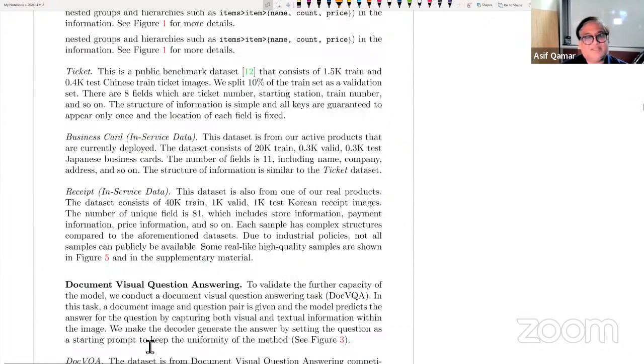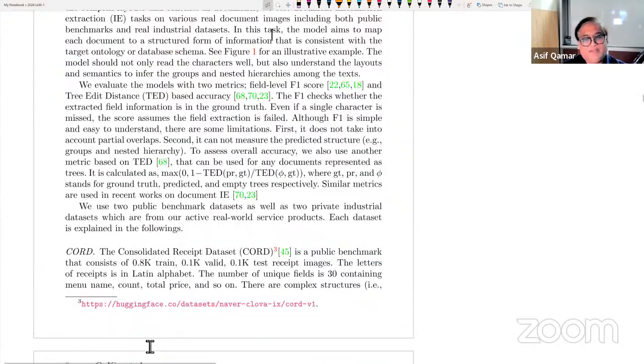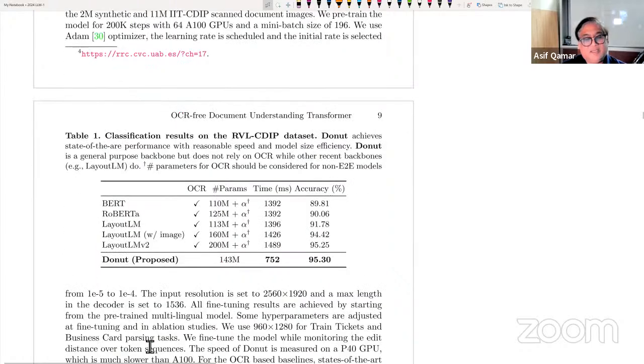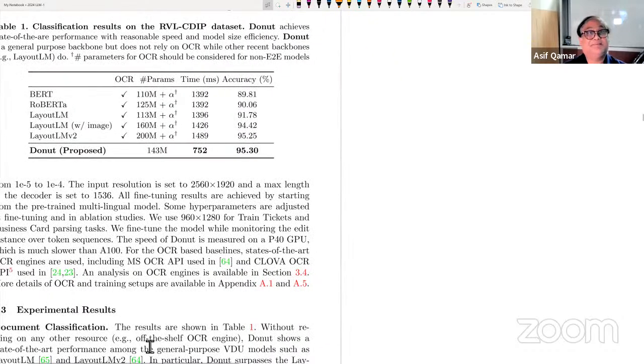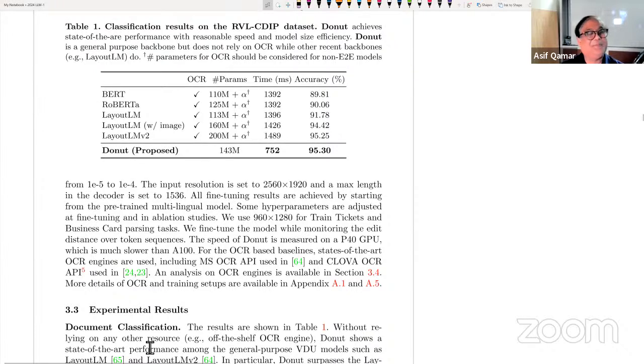But let's look at the results, guys. Now let's see. Oh, look at this. The simple Donut. Right? It's almost a donut without any sprinklings. So it already achieves this. First of all, look at it. It's a small model, relatively. Right? 143 million parameters.